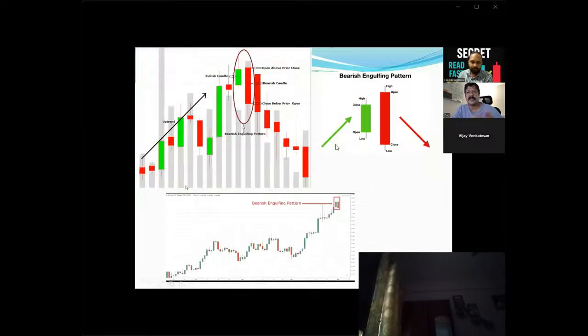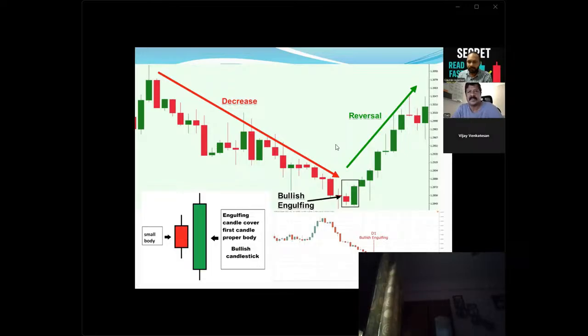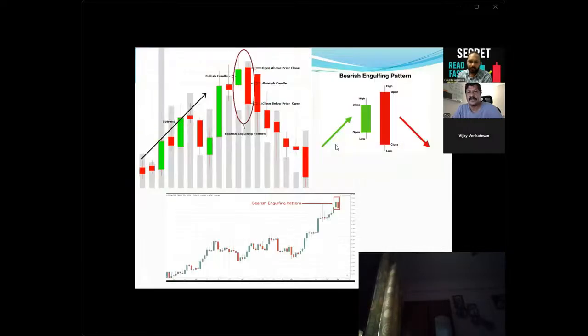Engulfing can also come up, reverse engulfing or something like that. We have bearish engulfing, which is formed at the top. In this we have a small green candle and a big red candle that covers the green candle. Once it crosses the low of this candle, we can take a short trade, and our target will be the previous swing low.